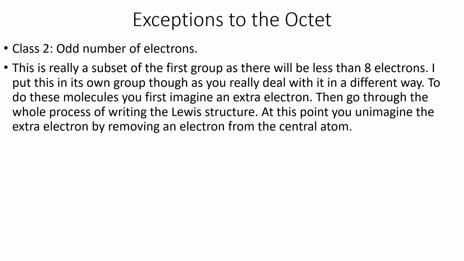Our next kind of exception to the octet rule that we want to look at is the case where you have an odd number of electrons. If you've been following along, you've seen that every molecule we've done so far has had an even number of electrons. That's because an even number of electrons, with the electrons paired up, makes molecules fairly stable. There are times, though, that some molecules do have an odd number of electrons, and this is how you deal with them in terms of the Lewis structure. So this is our second category, odd number of electrons.